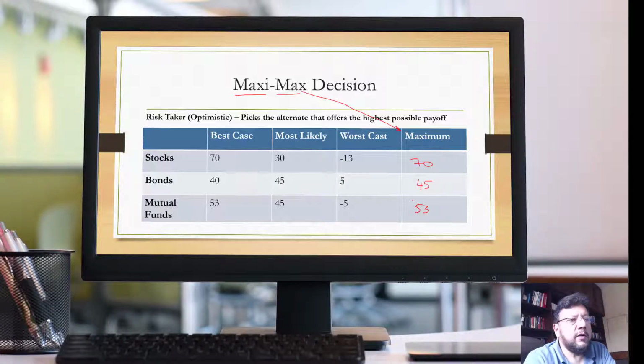So now in this column we have all the maximum possible returns. So an optimistic person would pick the maximum of these returns. That's why it's a maxi-max. So out of the maximums, you pick the maximum. So the maximum out of this is 70. And that means that we would be selecting stocks as our decision.